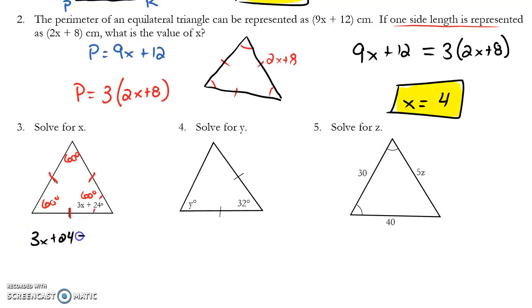3x plus 24 is 60 degrees. This is an angle measure, so I am allowed to use that. The magic of algebra, and x is 13.